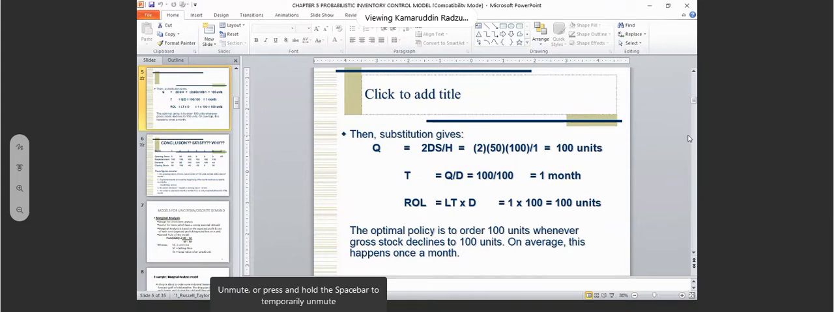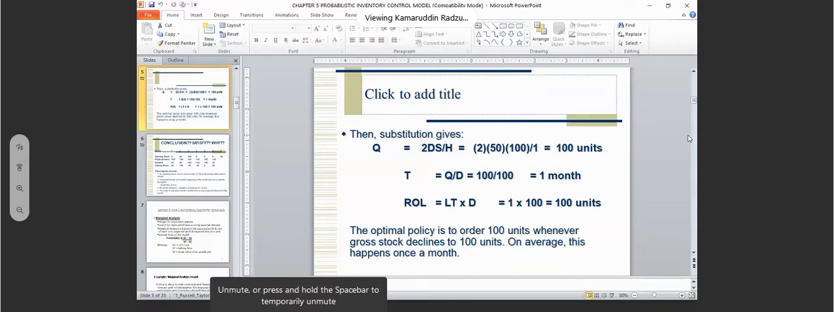The time between orders, the cycle time for each order, is 1 month, and the reorder point level is lead time multiplied by demand, 1 month multiplied by 100 units. So the reorder point level will be 100 units. So the policy of inventory management for this data is to order 100 units whenever the inventory level declines to or reaches 100 units.